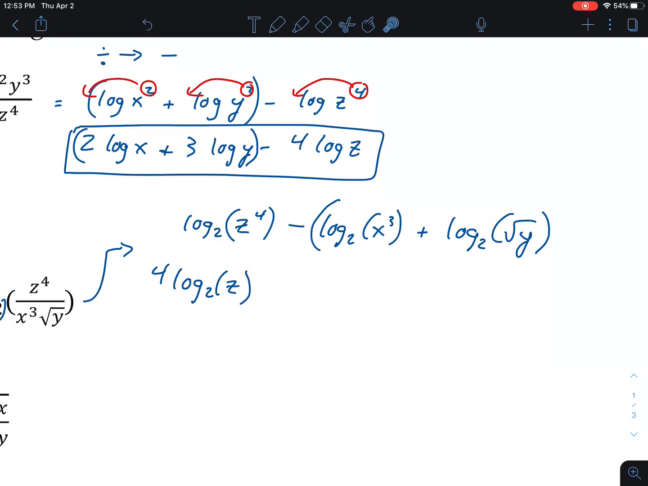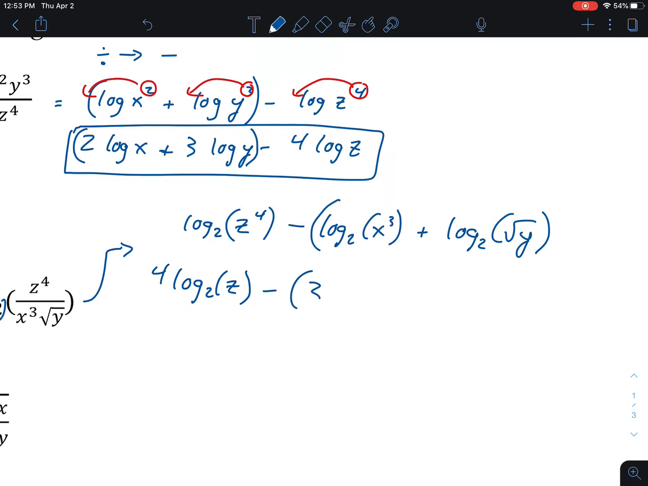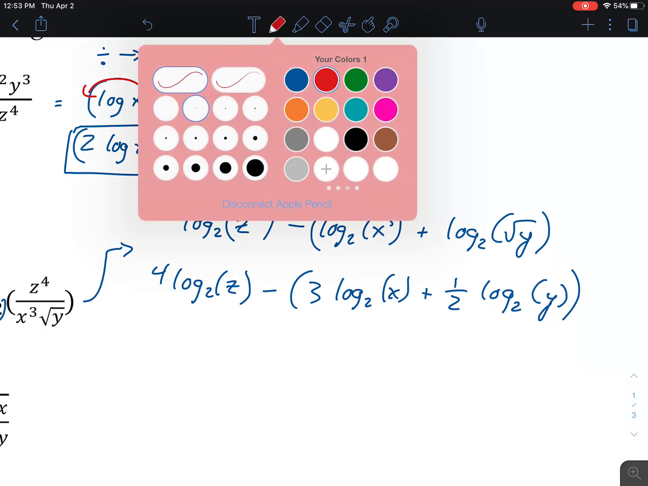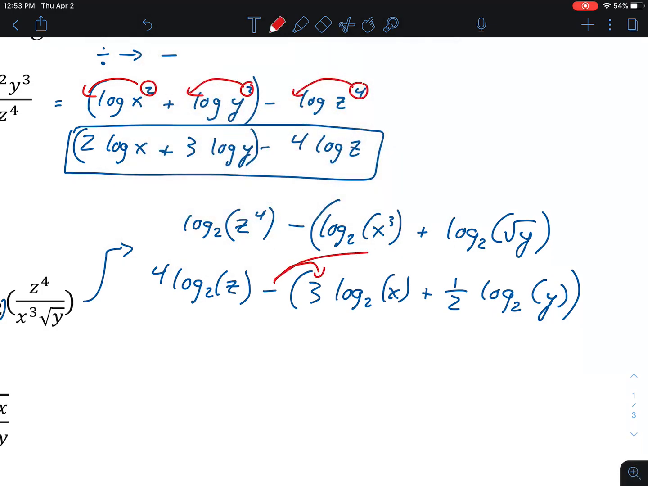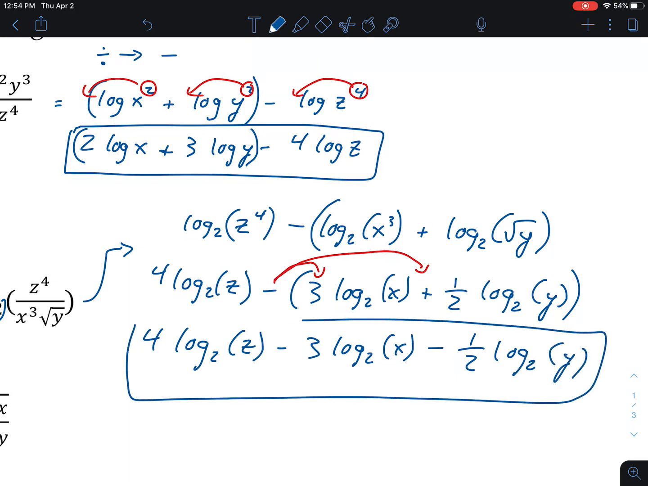There's my z. 2's and z's, a little confusing. Now, this is where some people messed up. Well, I'll do this first. Minus 3 log base 2 x plus, and most people got this fine, log base 2 of y with the 1/2 in front. This minus sign could get distributed inside, and then you have 4 log base 2 of z minus 3 log base 2 of x minus 1/2 log base 2 of y. And that's how we would write it.